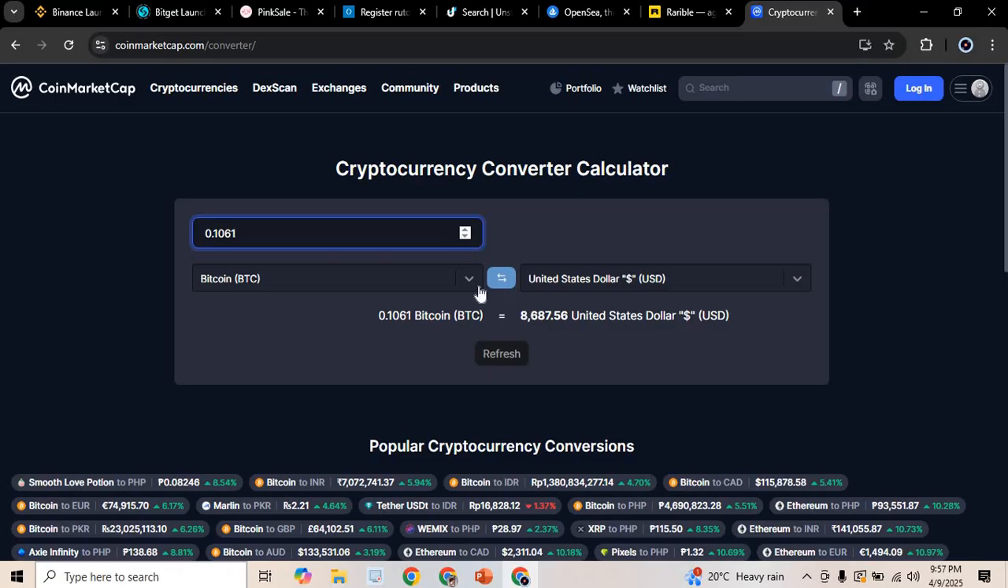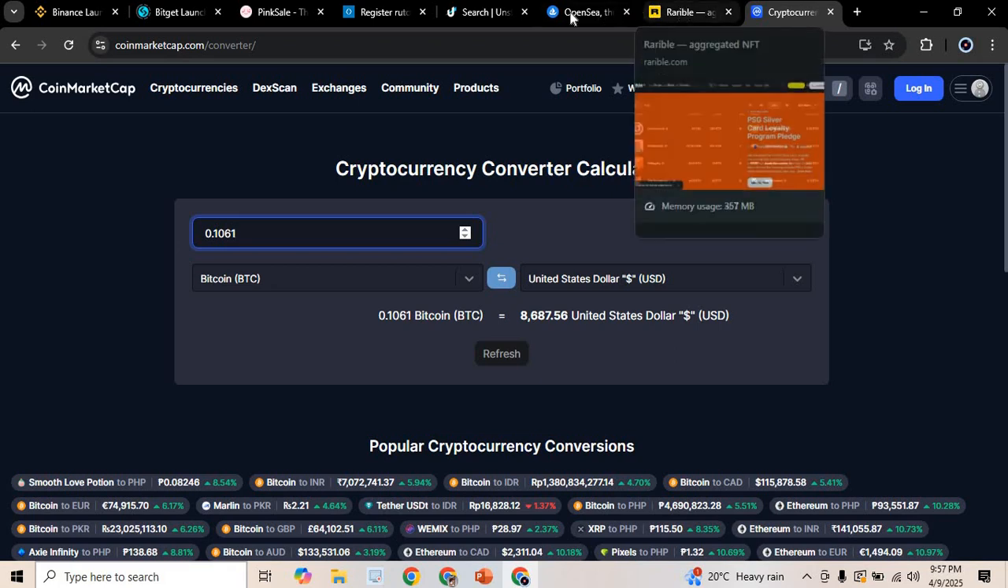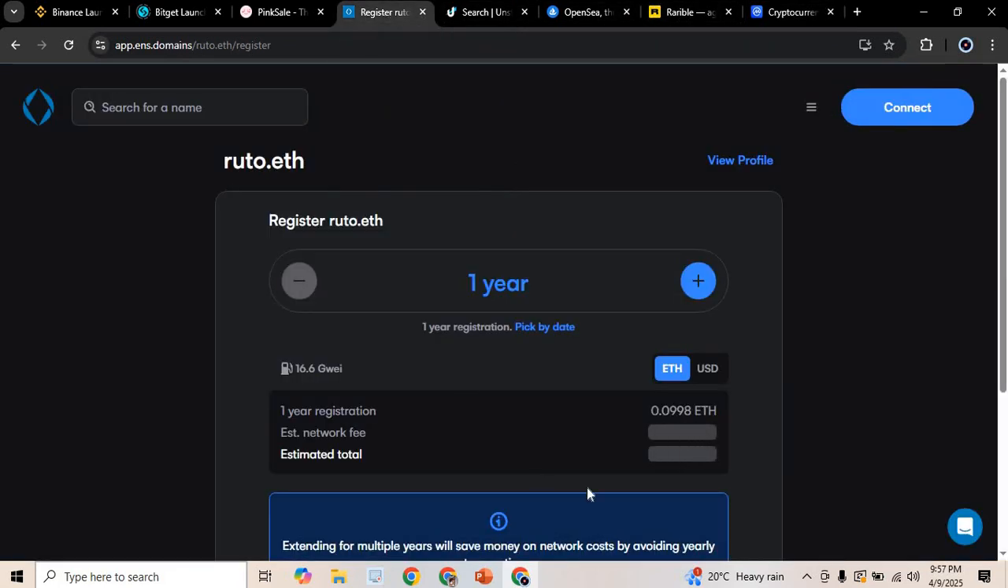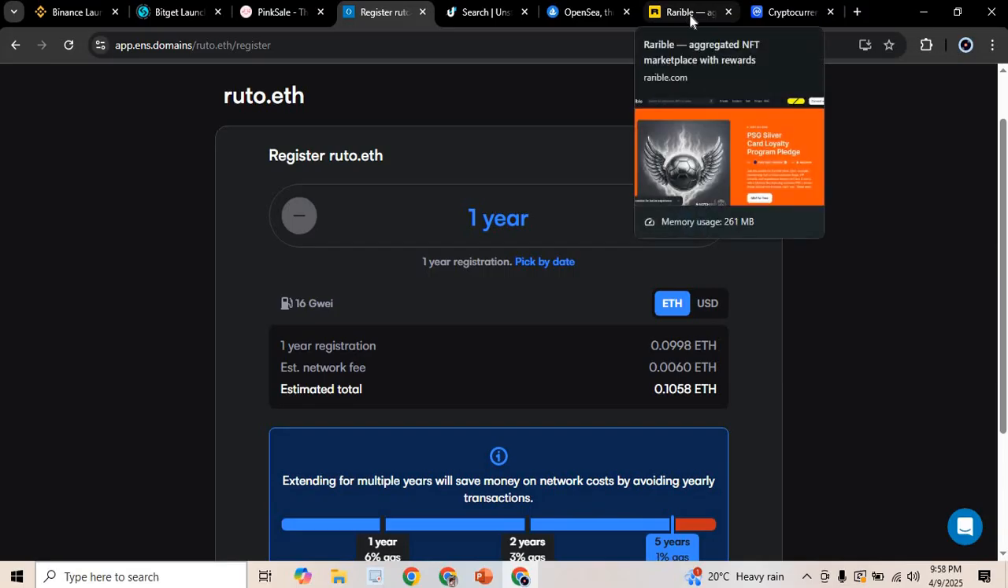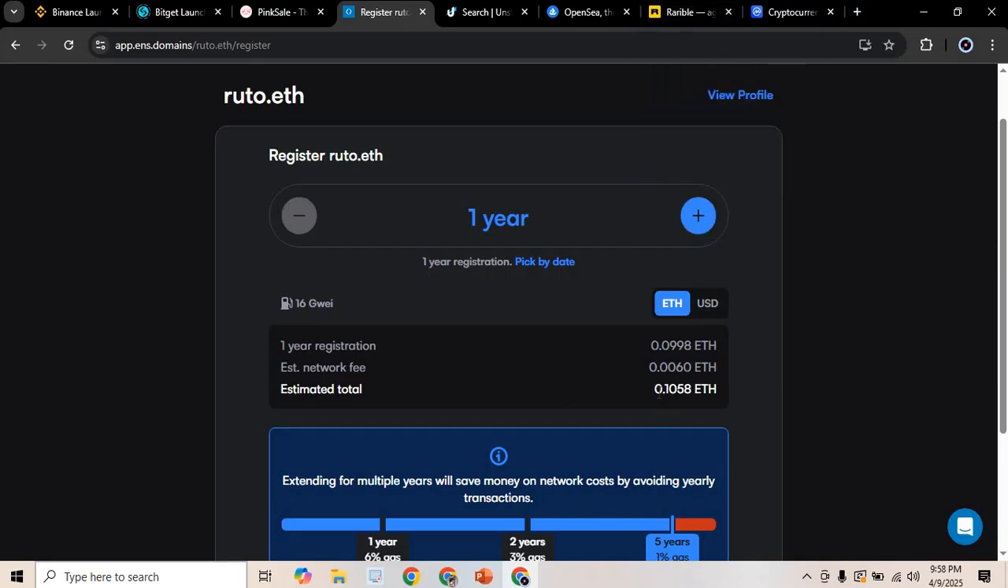So from this side, they're actually selling for quite an amount, $8,000. I might have copied that wrongly. $8,000. That's quite a lot. 0.1058. But that's a lie. Even the price of one Ethereum is not that high. Let me copy again.